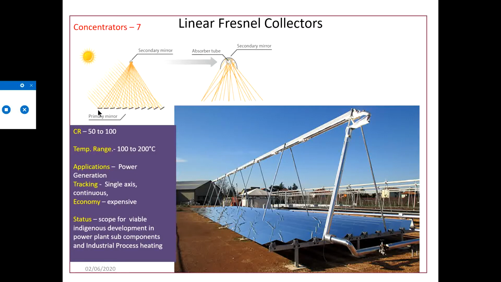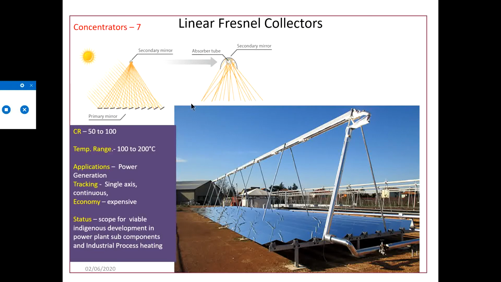So each mirror focuses the sun on a secondary mirror, and in turn this secondary mirror refocuses it on an absorber. Very high temperatures are obtained. These type of linear Fresnel reflectors are used in Rajasthan by Reliance for power generation applications. There is one pilot plant which is installed in Rajasthan by Reliance, by the company named Areva. So this snapshot is from that Areva installation only.